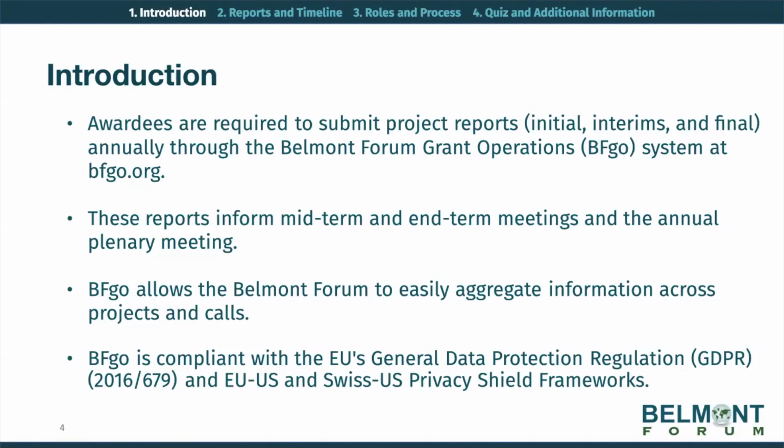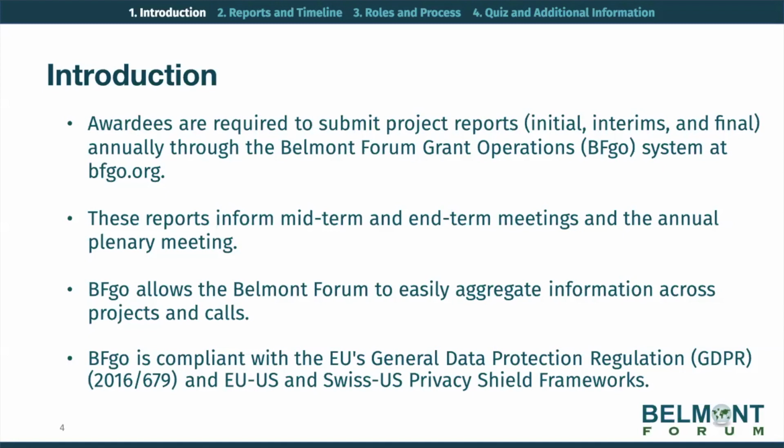Awardees are required to submit reports, initial, interim, or final reports, depending on the project lifecycle, annually through the Belmont Forum Grant Operations, or BFGO system at bfgo.org, a system maintained by the BFGO provider. These reports are critical to capturing the work of our awardees and inform midterm and end-term meetings, as well as the annual plenary meeting. The BFGO system allows the Belmont Forum to easily aggregate information across projects and calls.